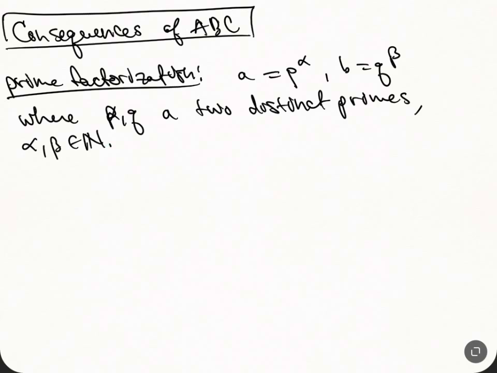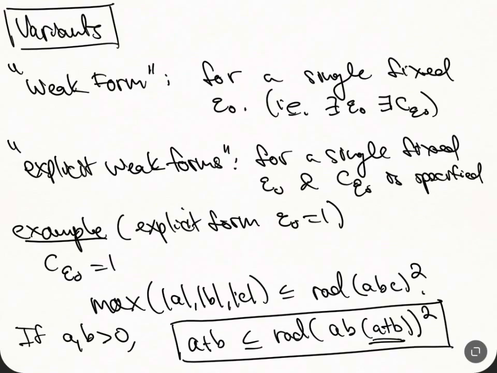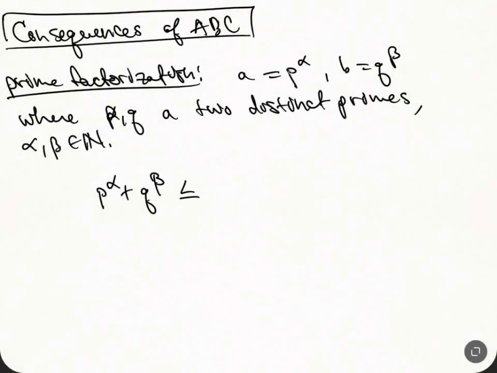And so by the explicit, sorry, not Fermat, ABC, we have p to the alpha plus q to the beta. So this is one of the explicit versions of ABC. Okay, and we'll plug this in here.